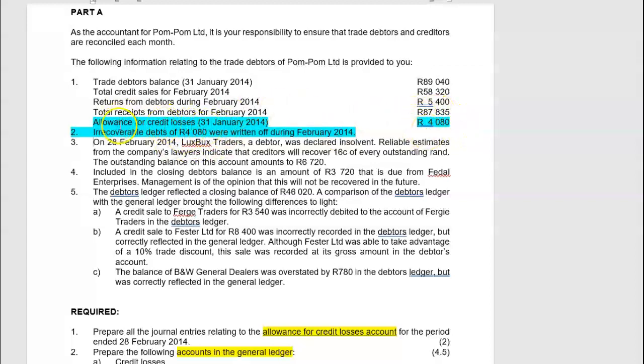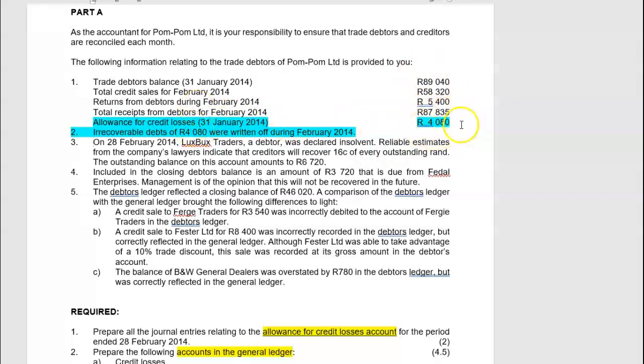When do we create an allowance for credit losses? Well, when it is on specific debtors, so it's not a general percentage that we apply on an annual basis. If we go through our debtors list and we identify certain debtors of which we have the opinion that they will not be able to settle the full outstanding debt or a portion of the outstanding debt, that is when we will create an allowance for credit losses. So that means I have identified a specific debtor with an outstanding balance of 4080.